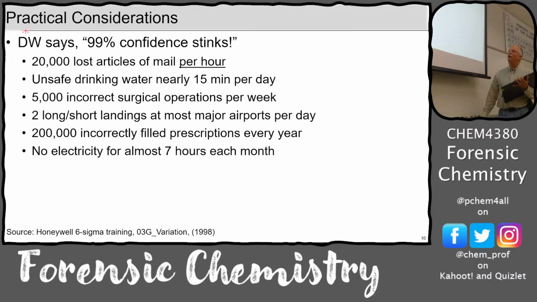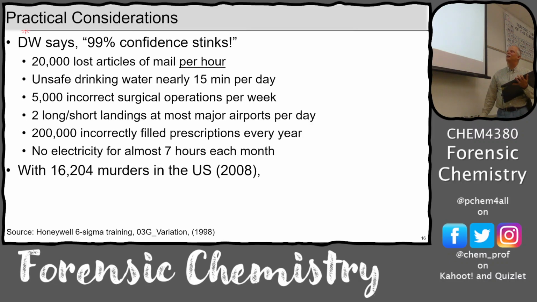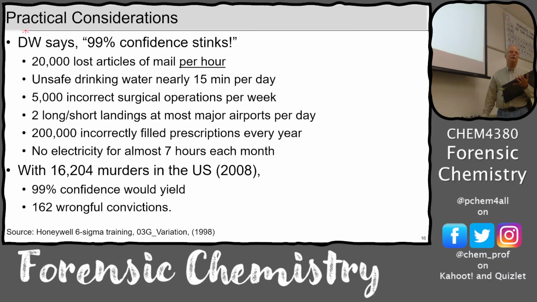And no electricity for almost 7 hours per month, or with 16,204 murders, this was a 2008 figure, that would be 162 wrongful convictions. So dang, I thought 95% confidence was good. So how do we address this? We don't want 162 wrongful convictions.